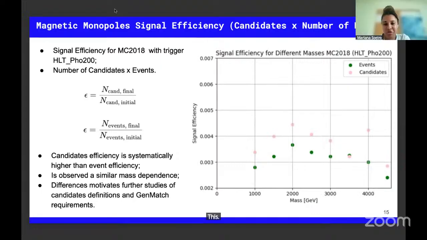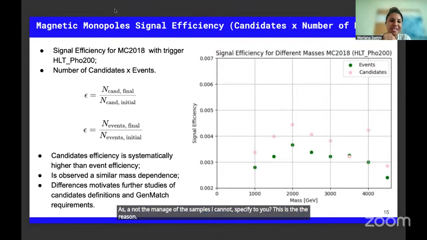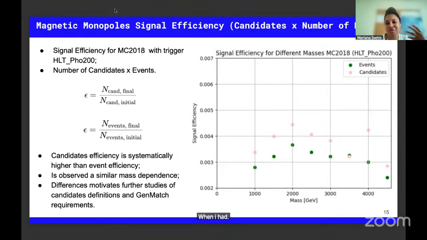Yeah, we need to analyze the error bars to understand better. But maybe it is just because of the difference of the codes, because as I said, the codes are very, very different at the beginning. And the strategy, I need to check. As I'm not the manager of the samples, I cannot specify to you that this is the reason. When I have the whole chain of the analysis, I know the reason for each thing. But here we have just these dots. It is complicated.